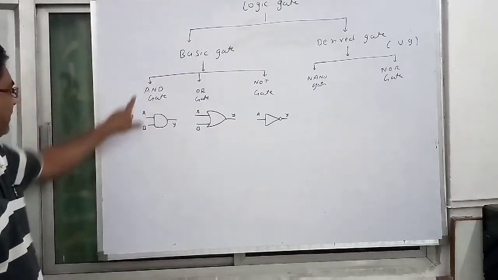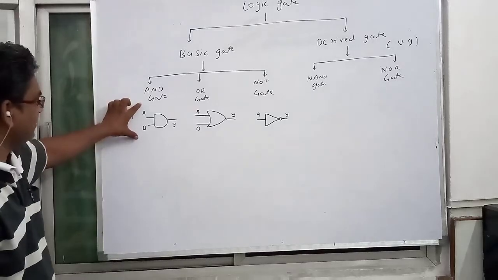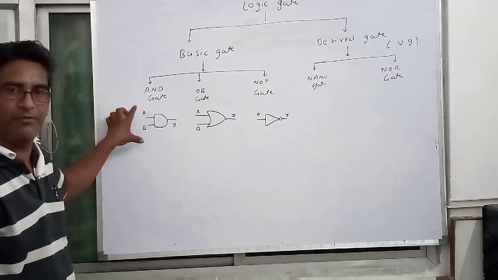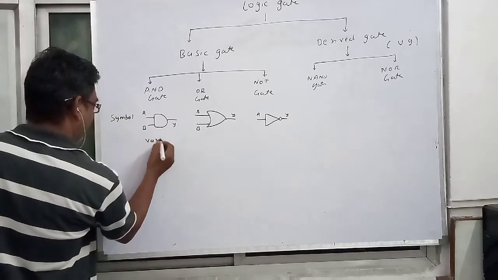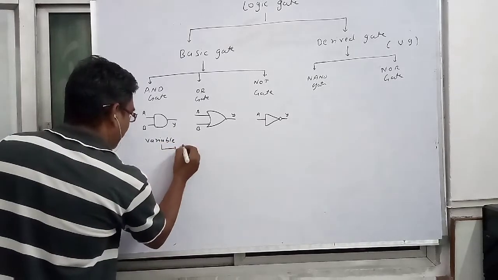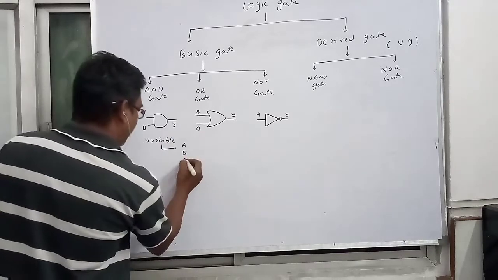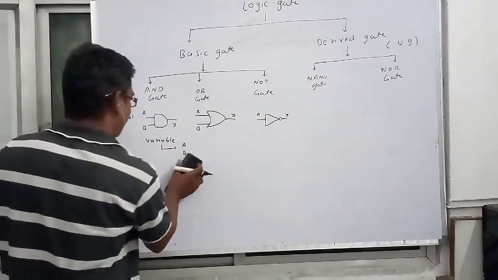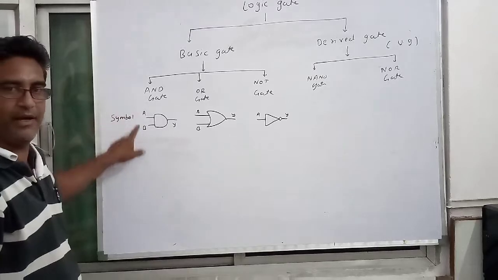In the AND gate, OR gate and NOT gate, we have drawn the symbols. In each of the two-input gates we have the inputs A and B. This A and B are called variables, meaning whatever variables we assign, we write them here as A and B. If there are three inputs, you will write A, B and C. But in this topic there are only two variables, A and B, so we have written A and B.